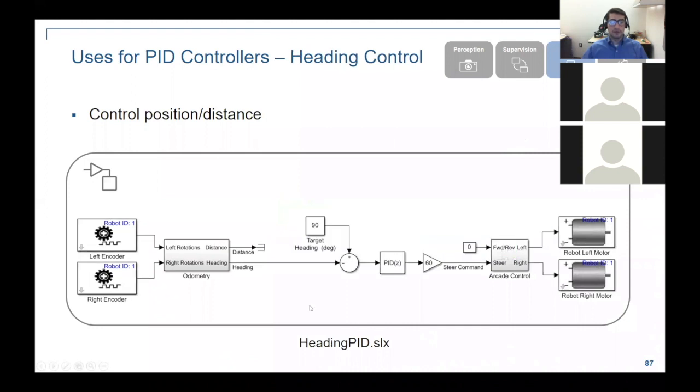Since we've already derived the heading or the orientation of our robot, we can use that information directly and give it a target heading or a target orientation, in this case, something like 90 degrees, and then run it through a PID controller to affect the robot rotation and reach this command.